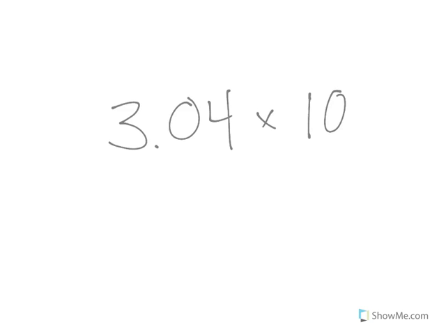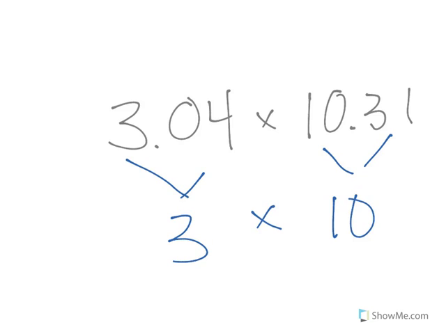I want you to try one just like that. Let's do 3.04 times 10.31. Pause and solve. Okay, so 3.04 is very close to 3, and 10.31 is very close to 10. So then we have an easy problem: 3 times 10, which gives you 30.